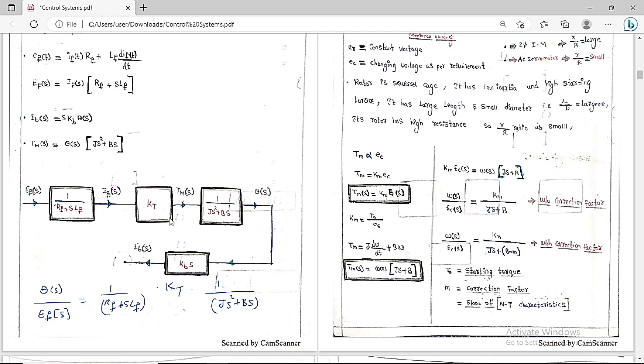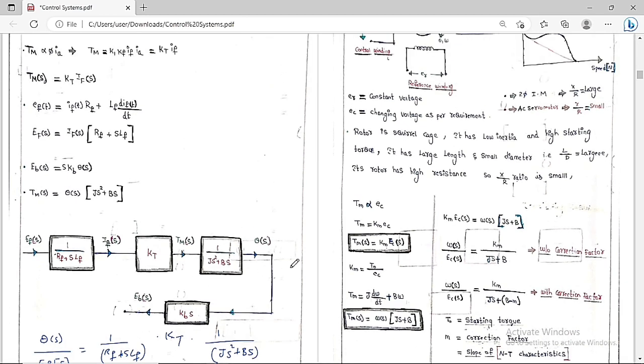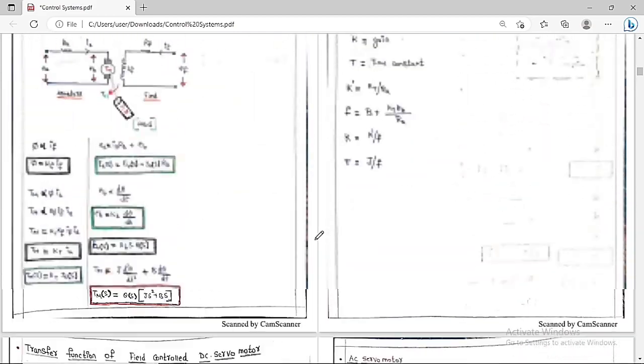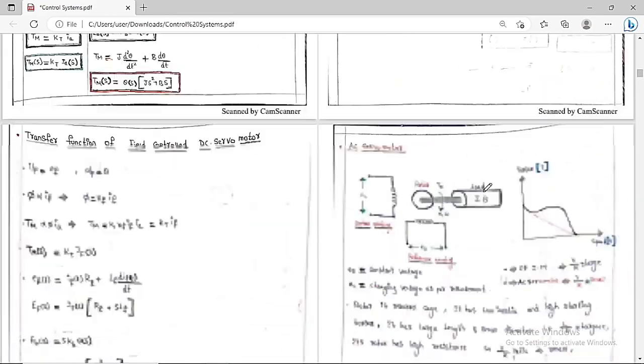By seeing this, I can say the order here is 1 and here the order is 2, so the overall order will become 3. This system has a total order of 3. If you multiply, you get KT by (RF plus S into LF) into J into (S square plus Vs). So the overall order of the system is 3, whereas in the previous case the order is 2. But here the order is 3.